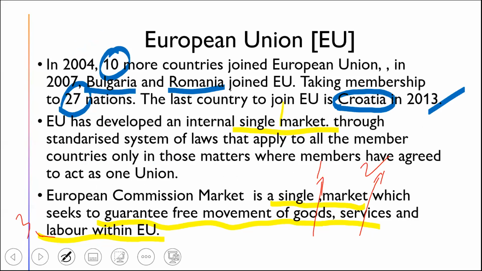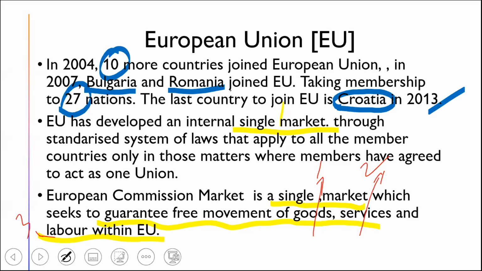In 2004, 10 more countries joined the European Union. As time goes on, more and more countries begin to join the European Union. In 2007, Bulgaria and Romania joined, taking the membership to 27 nations. The last country to join the European Union is Croatia. Underline that too, in 2013.